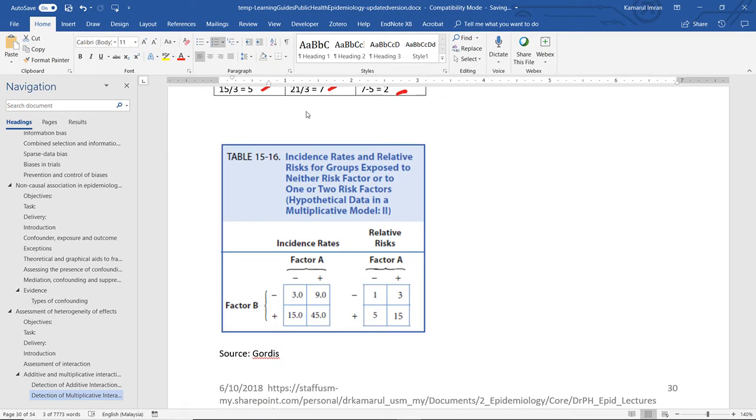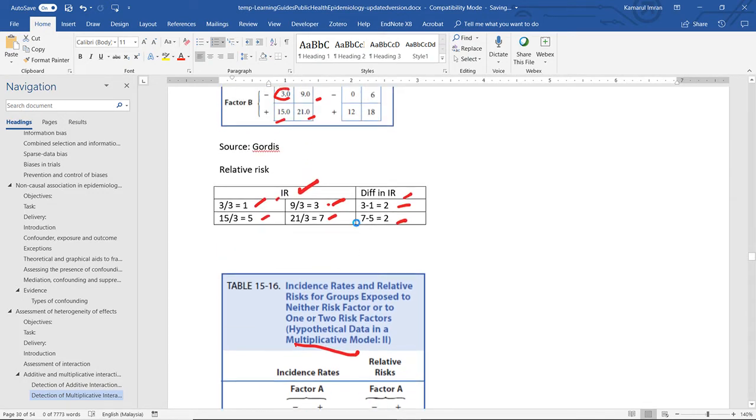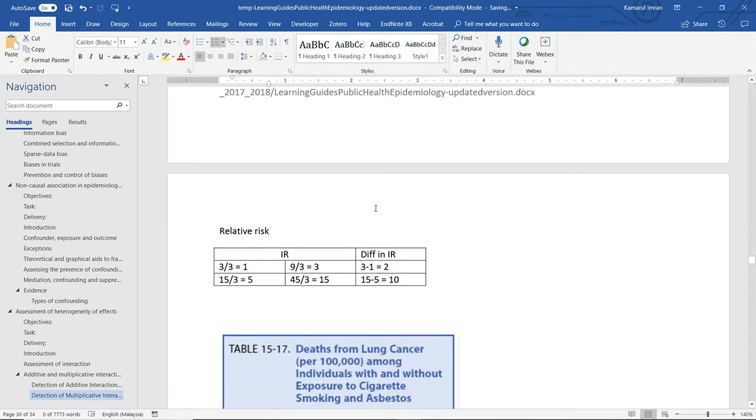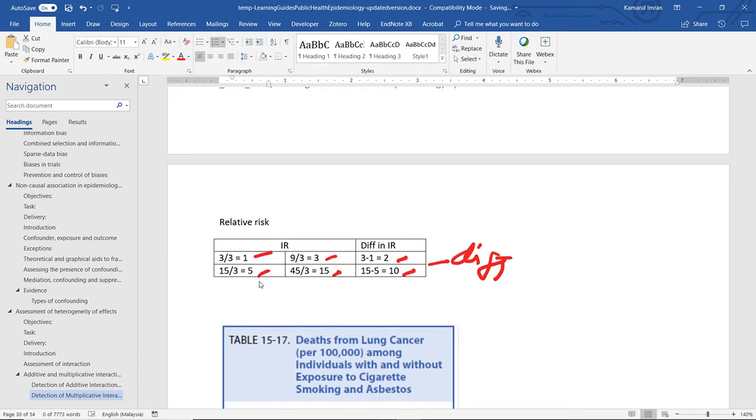And this is an example of a multiplicative model. You got 3, 9, 15, 45. All right. So when you calculate this one, incidence rates 1, 5, 3, 15. When you subtract these two, 3 minus 1 equals 2, 15 minus 5 equals 10. So they are different. Okay, different. So this is actually multiplicative, right?